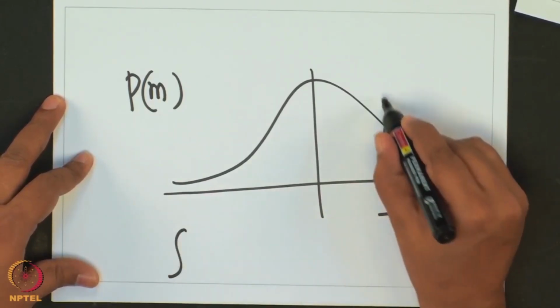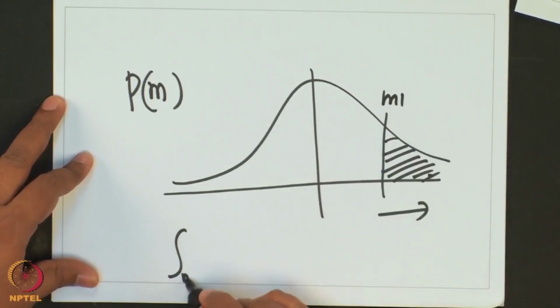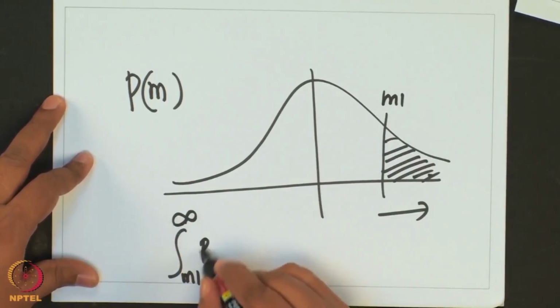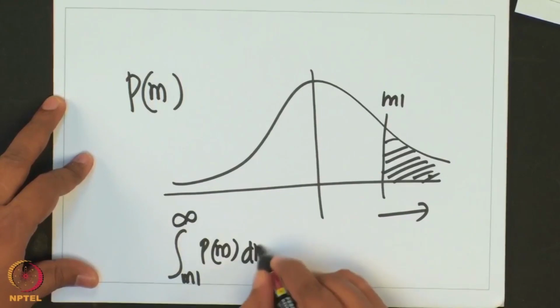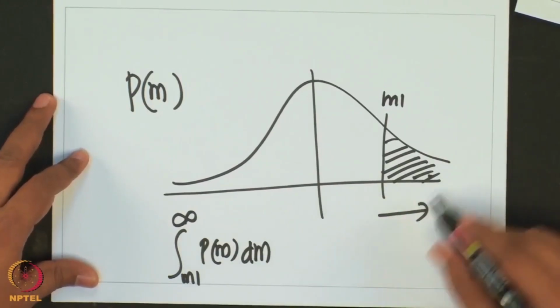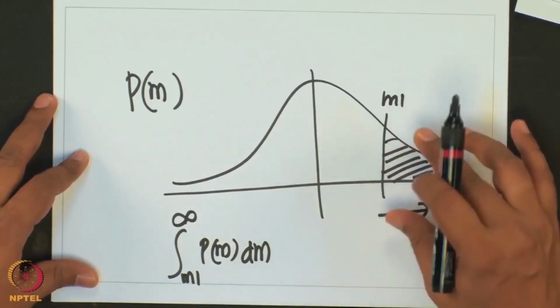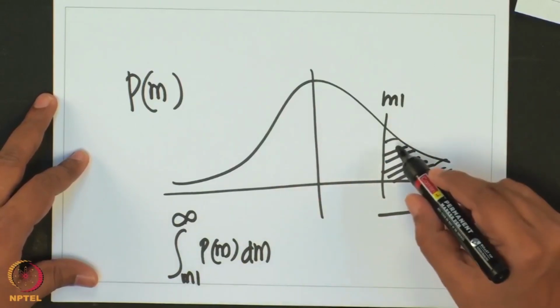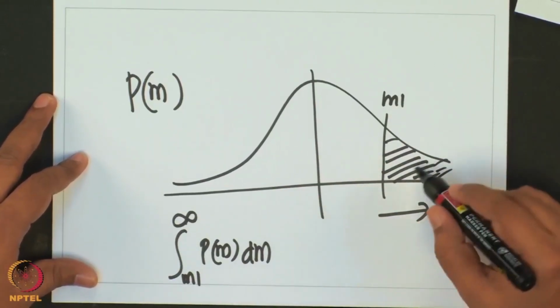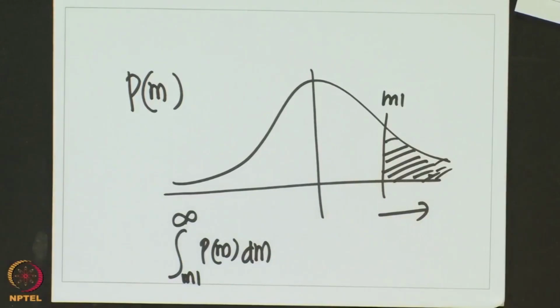That is given by an integral. If I call this m1, this integral is given by m1 to infinity p of m dm. If I do this, it would give me this area, which has the meaning of the probability to get a value above m1. This is going to be very useful in understanding the normal distribution.